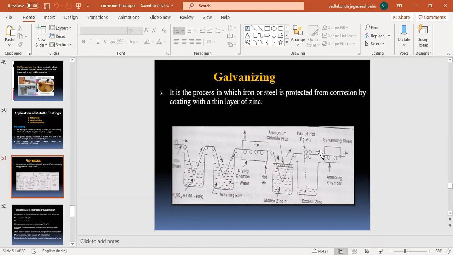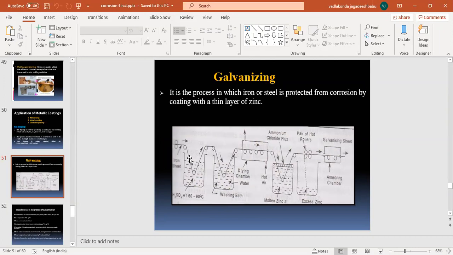Then the sheet is passed through the annealing chamber. This annealing chamber has a very high temperature, almost 625 degrees centigrade. At that temperature, iron and zinc form an alloy at the border of the iron, so that on both sides of the iron or steel sheet the zinc firmly sticks. The sheet we get out of the annealing chamber is known as galvanized iron sheet, which has a zinc layer on both sides of the iron or steel. So this is the process of galvanizing.